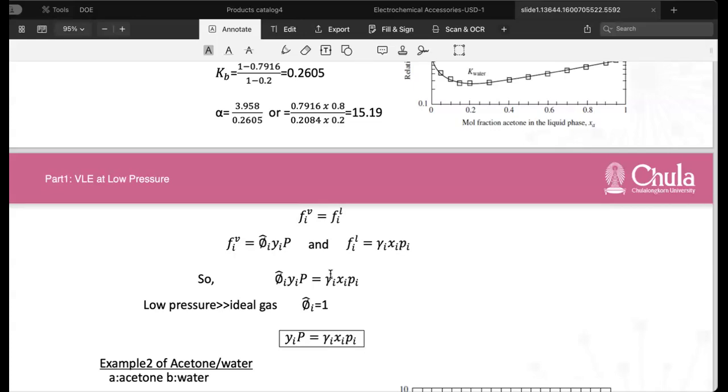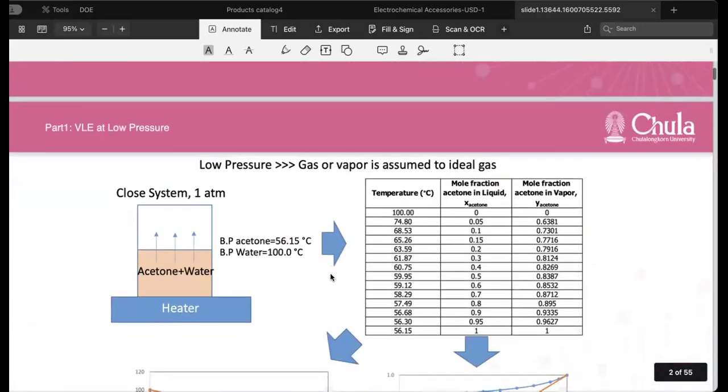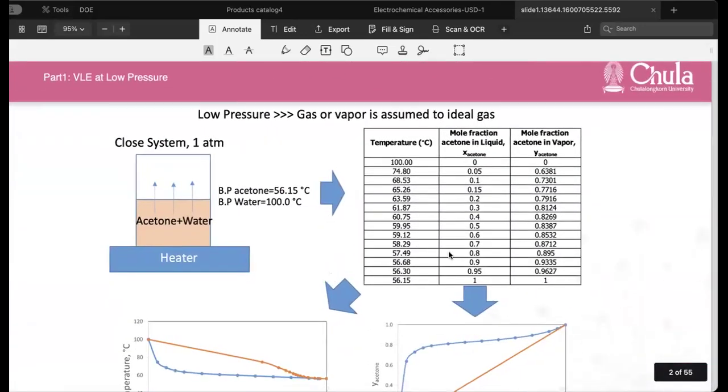And if I give you this table, the experimental data, can you calculate the gamma at each equilibrium? Each row is one equilibrium, right? This is one equilibrium, this is also one equilibrium, this is also one equilibrium. Can you calculate the gamma from this table? Yes or no? Yes. How can you calculate it?